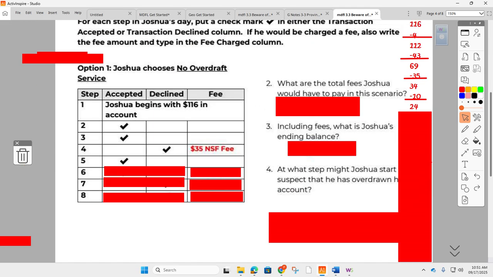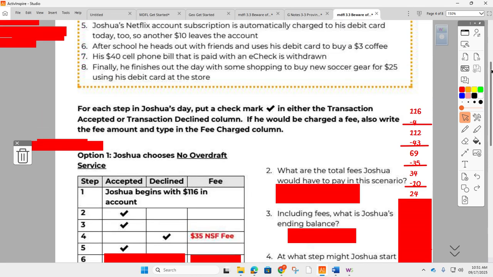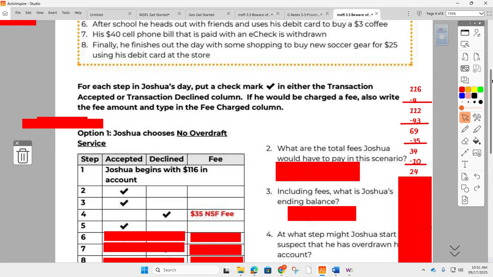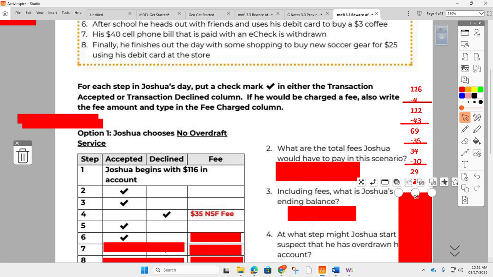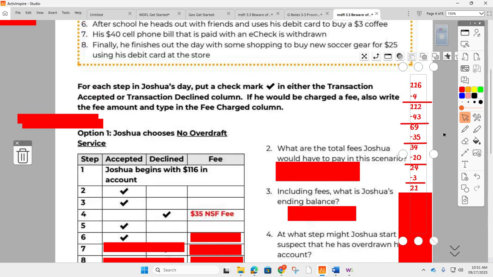All right. The next one, step 6, after school he heads out with friends and uses his debit card to buy $3. Does he have $3 in his account? Sure. Are they going to pay it? Of course they are. Why would they not? So we're going to subtract the $3. Now he has $22 left in his account. There was no fee there.